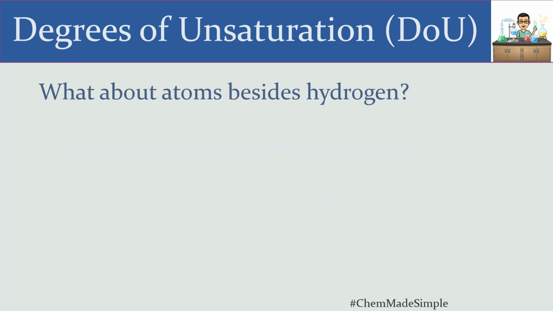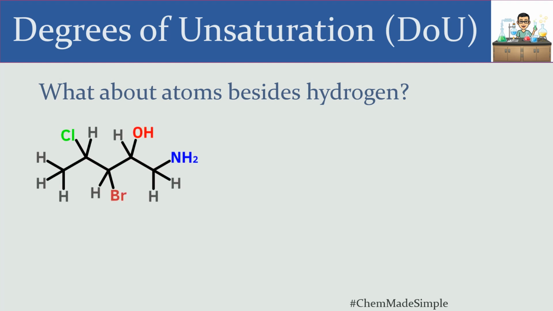What about atoms besides hydrogen? Because certainly organic molecules aren't exclusively constrained to carbons and hydrogens. So let's take a look at an example molecule here. What I did was insert certain other atoms in the place of some of the hydrogens. So for example, I put a chlorine here and a bromine here and an oxygen there and a nitrogen there. And what I wanted to see was the effect of adding each of these.